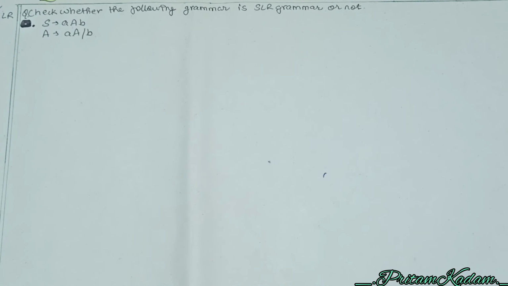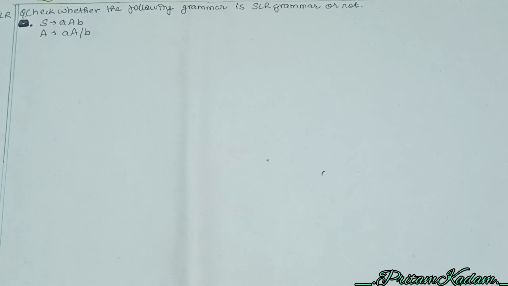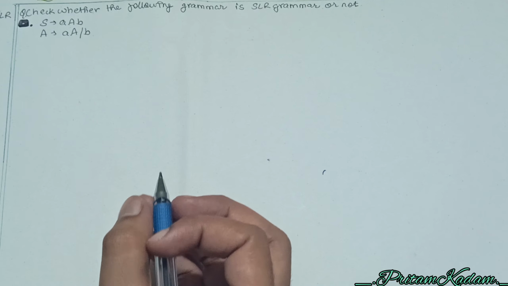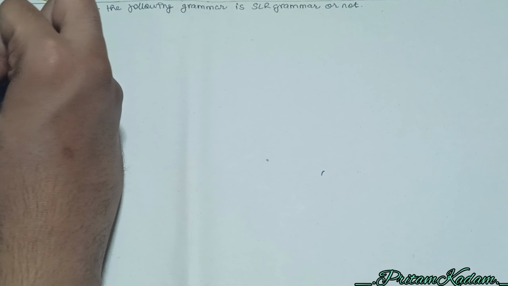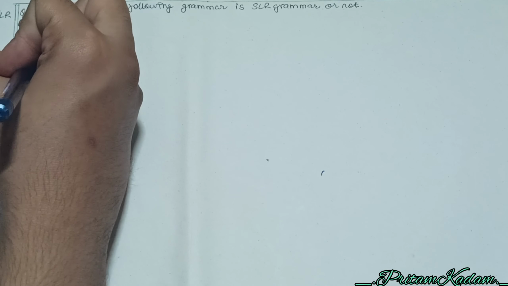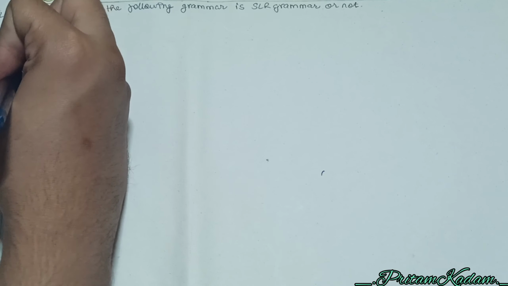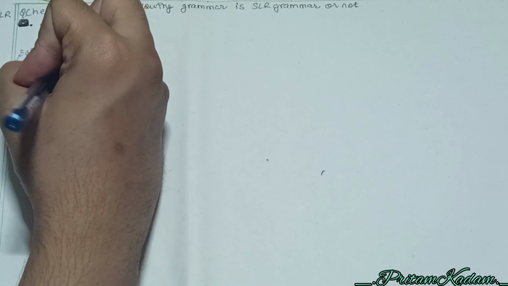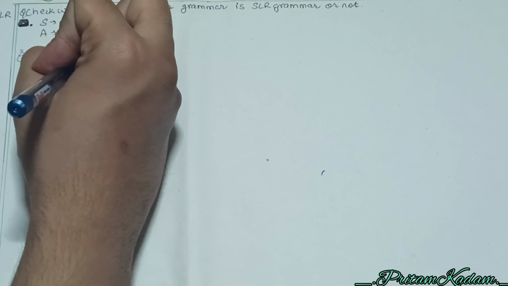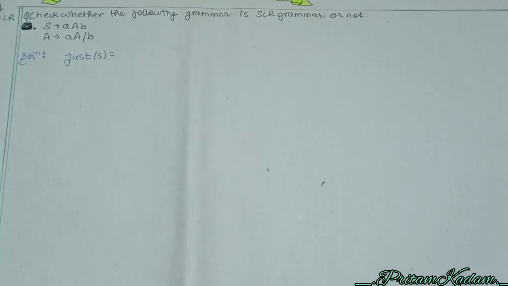Okay, so let us solve this example. Check whether the following grammar is SLR grammar or not. We have S gives small a, capital A, B, and then we have the productions of A. Okay, so first of all, what we have to do is write the augmented grammar, that is, we will have a new starting symbol, that is S dash.